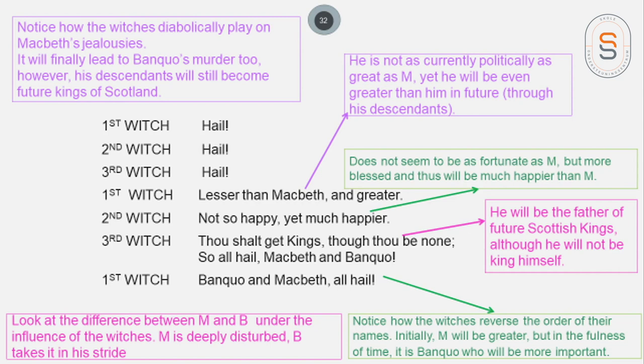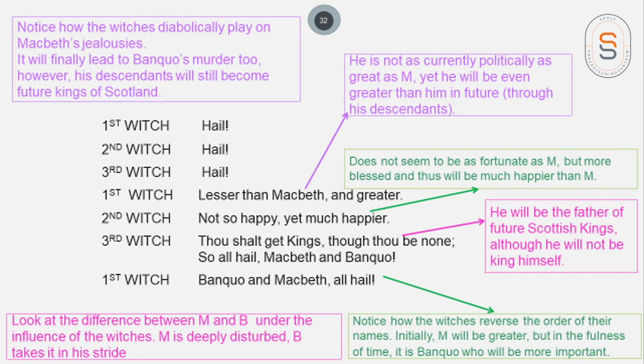And this is the extract where they give the prediction to Banquo: "Lesser than Macbeth and greater." So he's not as politically great as Macbeth currently, yet he will be even greater than him in the future through his descendants. "Not so happy, yet much happier." He does not seem to be as fortunate as Macbeth, but more blessed, and thus will be much happier than Macbeth. "And thou shalt get kings, though thou be none." So he will be the father of future Scottish kings, although he himself will not be king.